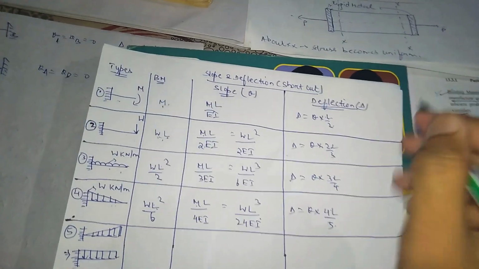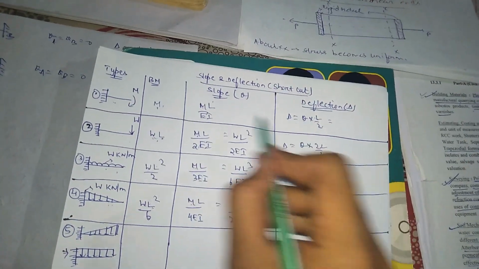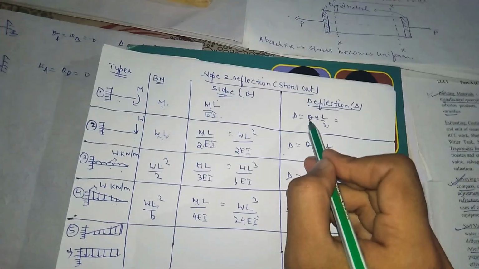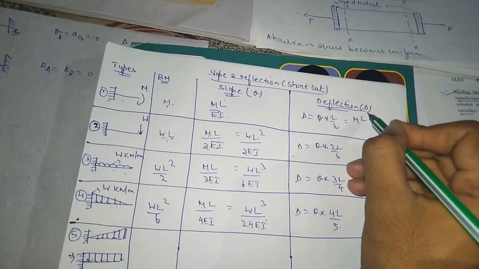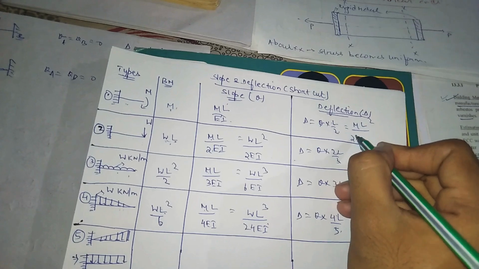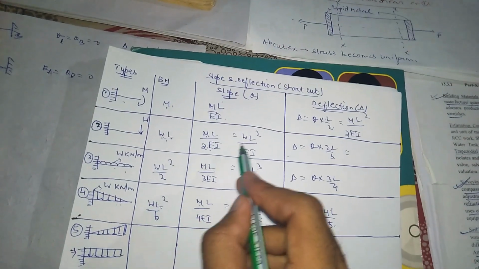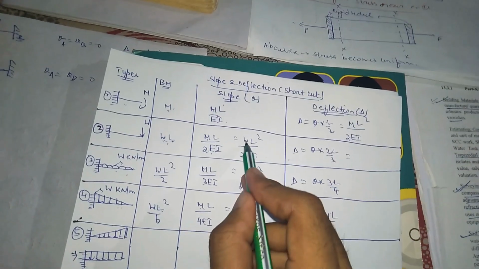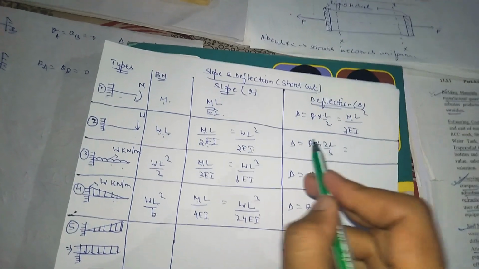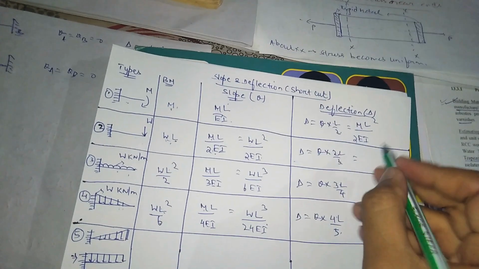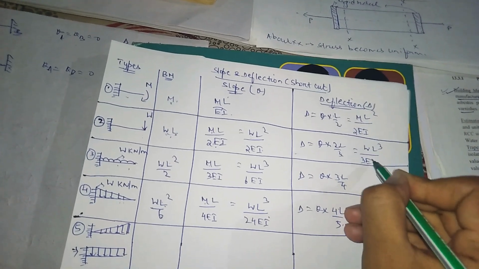Okay, so what you have to do is put the value of slope here. Okay, here slope is ML by EI. After placing ML by EI, we will get deflection equals ML square upon 2 EI. Likewise, here slope is WL square upon 2 EI. After placing this value in the place of slope, this 2 and this 2 will cancel, so you will get WL cube upon 3 EI.